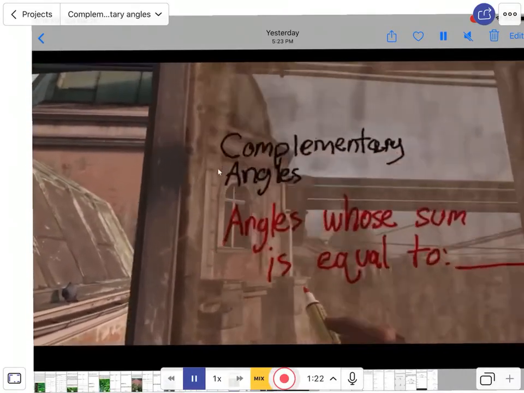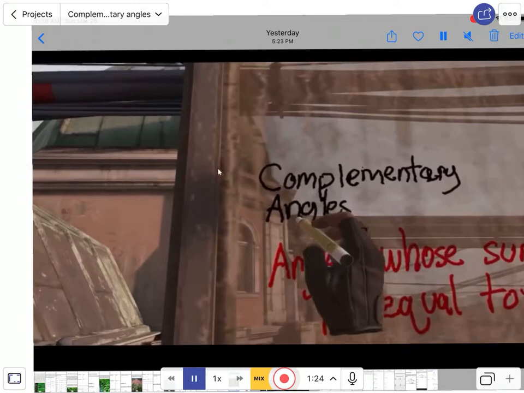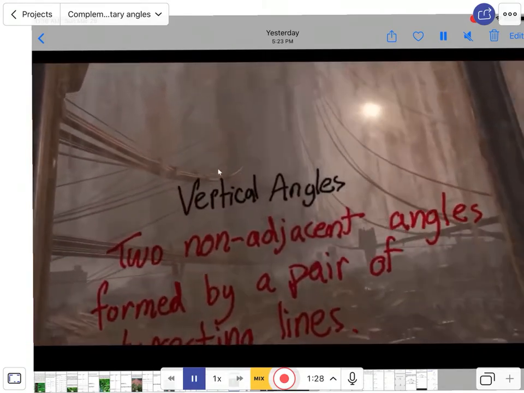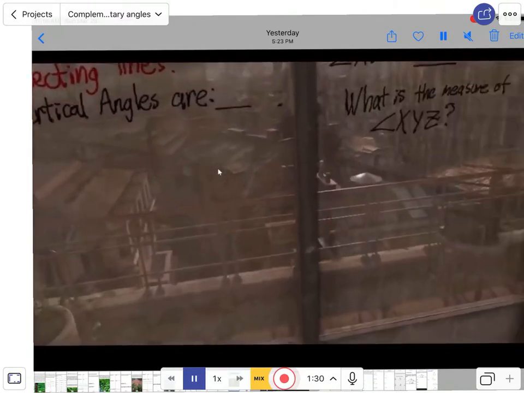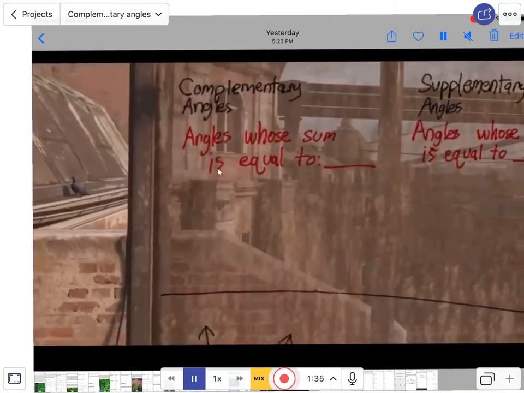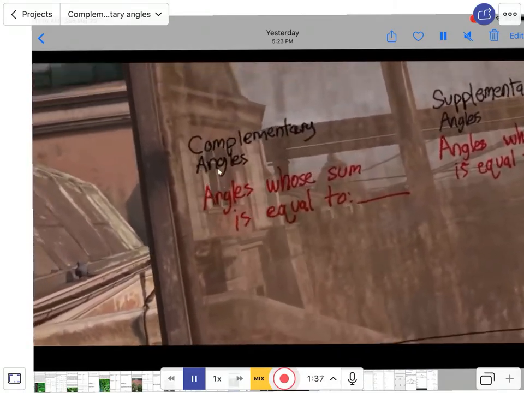Okay. So today, we're going to talk about complementary angles, supplementary angles and vertical angles, all of which we know a little bit about. We're just going to change up our vocabulary a little bit today. So a lot of this should be a review. Okay?